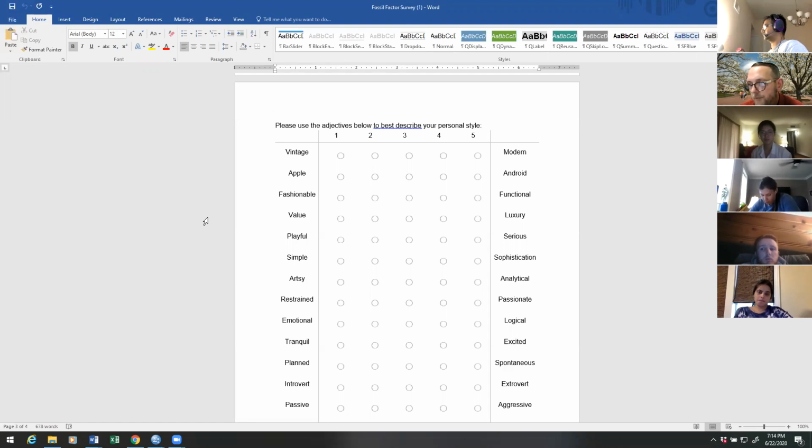Fashionable, functional. The issue with this is it appears to be reversed. Maybe functional should be on the left side and fashionable should be on the right. But then again, I don't know.